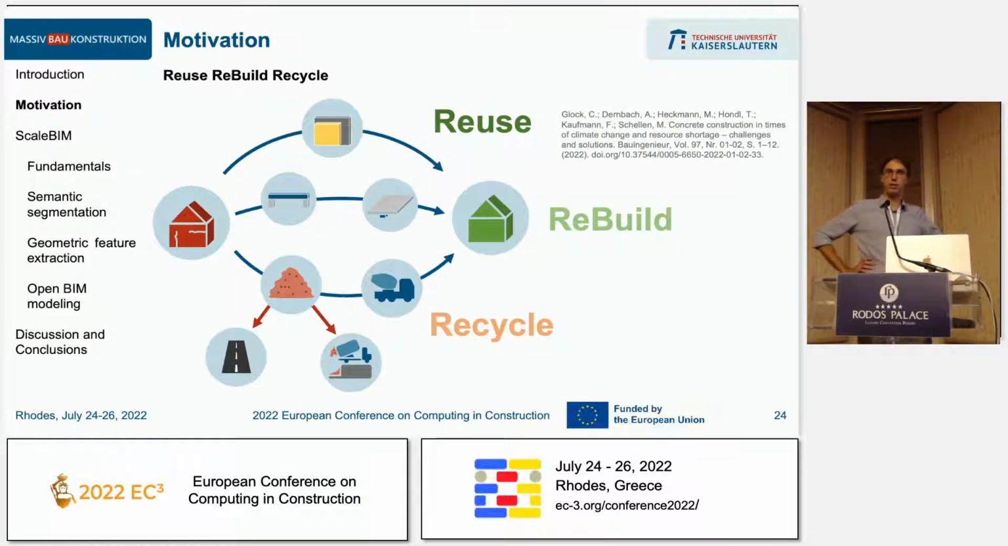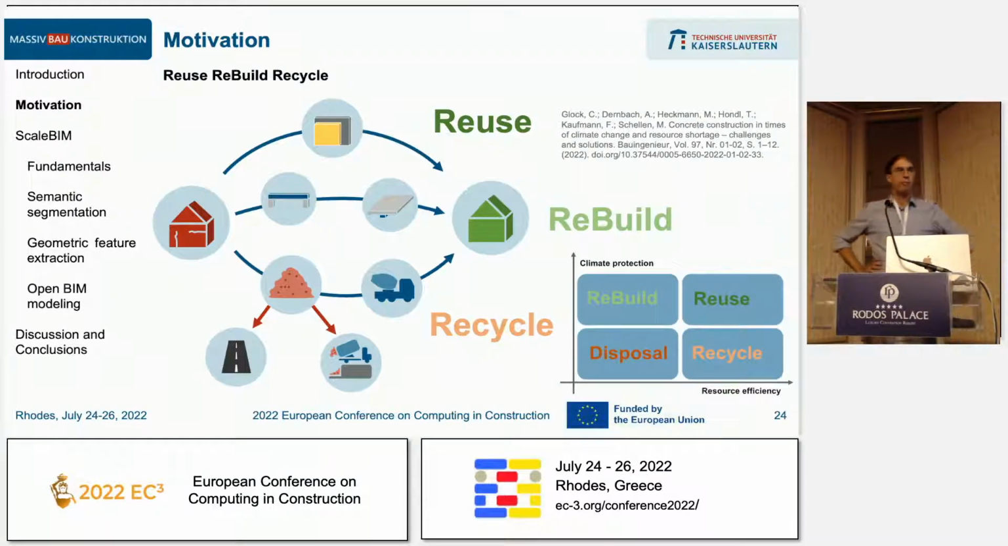The second option would be to take components of existing buildings and build new structures with these. That's something we also work on in concrete construction. And the third option obviously is to recycle material. That is a pretty common practice already. In trying to assess what is the best option, obviously reuse will save the most CO2 emissions. Then there's rebuild and recycling, and every disposal of construction material from demolition obviously is a bad thing in terms of resource efficiency and also climate protection.